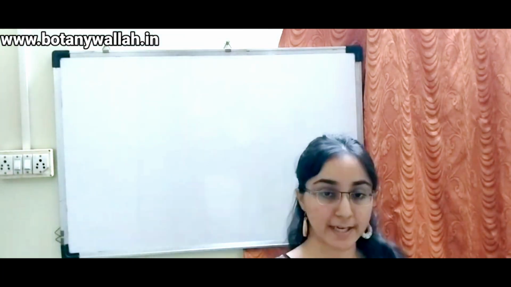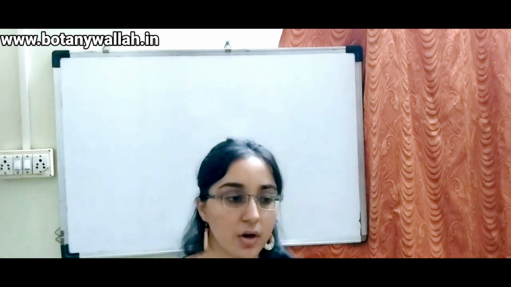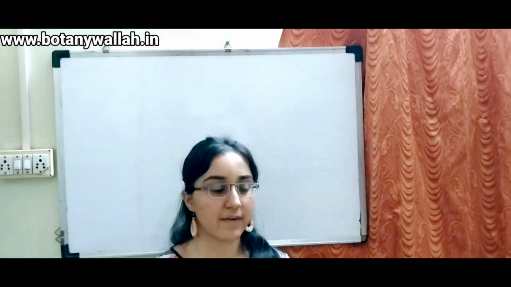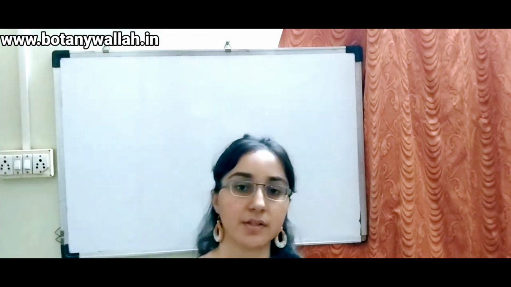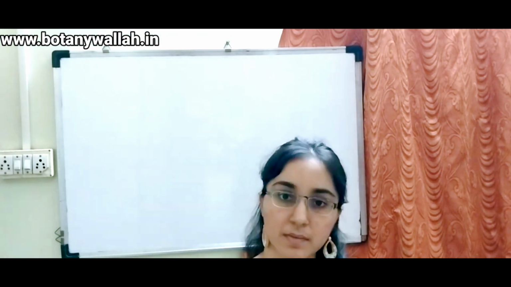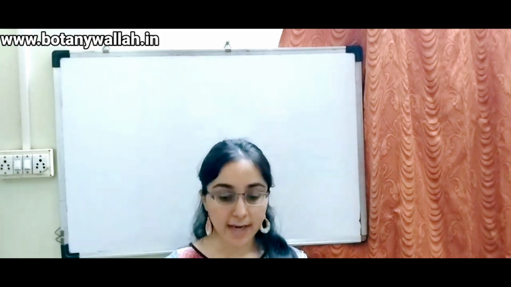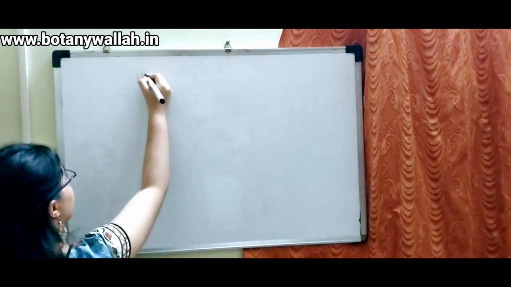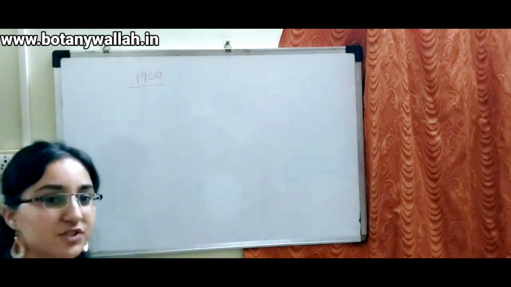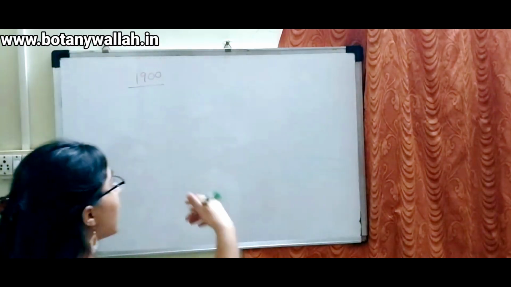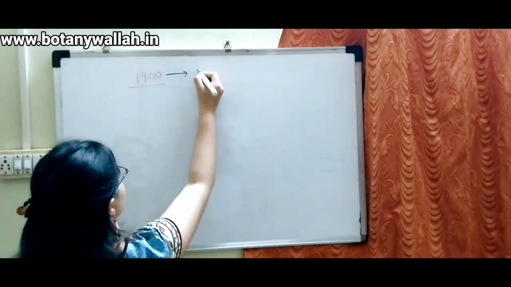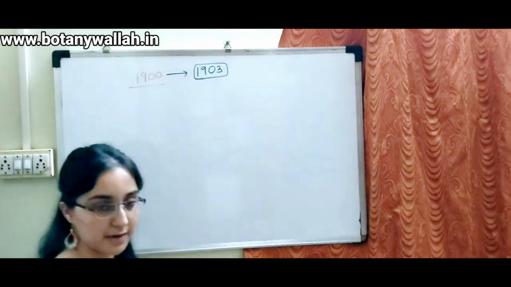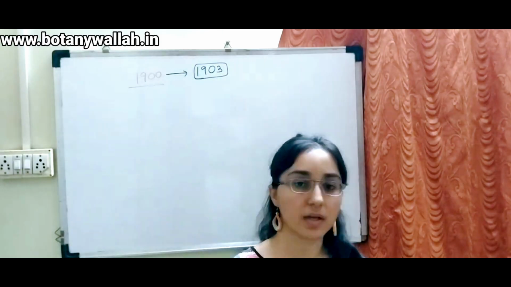Now I will speak in detail about the chromosome. The discovery of the chromosome occurred after the field of genetics was understood by the scientists of that time. So after 1900, during this time, genetics was understood. And after that, in 1903, the chromosome theory was given.